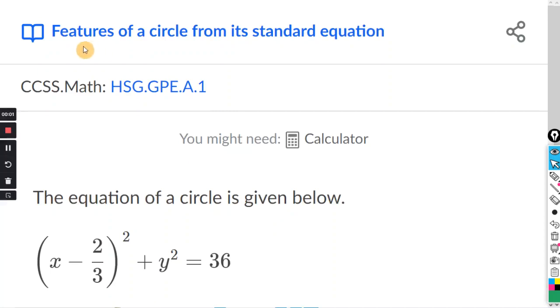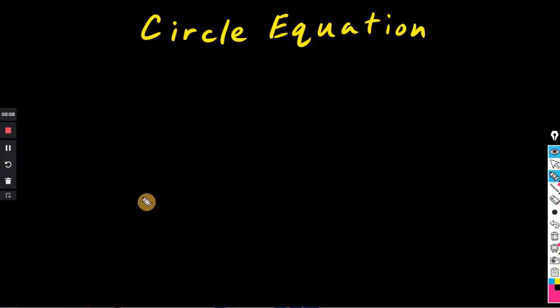This will be for the exercise, features of a circle from its standard equation. All right, just some notes before we begin.